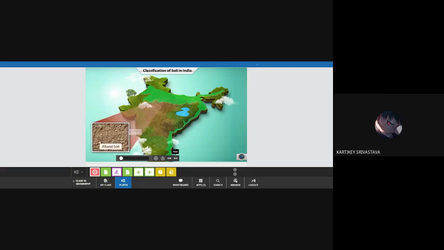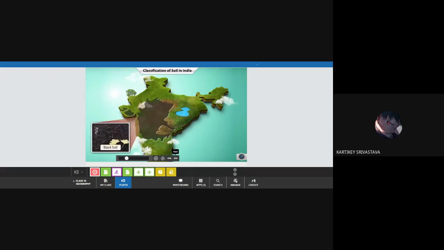The alluvial soil is the most widely spread and important soil. The alluvial soil consists of various proportions of sand, silt and clay. Alluvial soils are very fertile. It is found in the entire northern plains and the eastern coastal plains, particularly in the deltas of the Mahanadi, the Godavari, the Krishna and the Kaveri rivers.